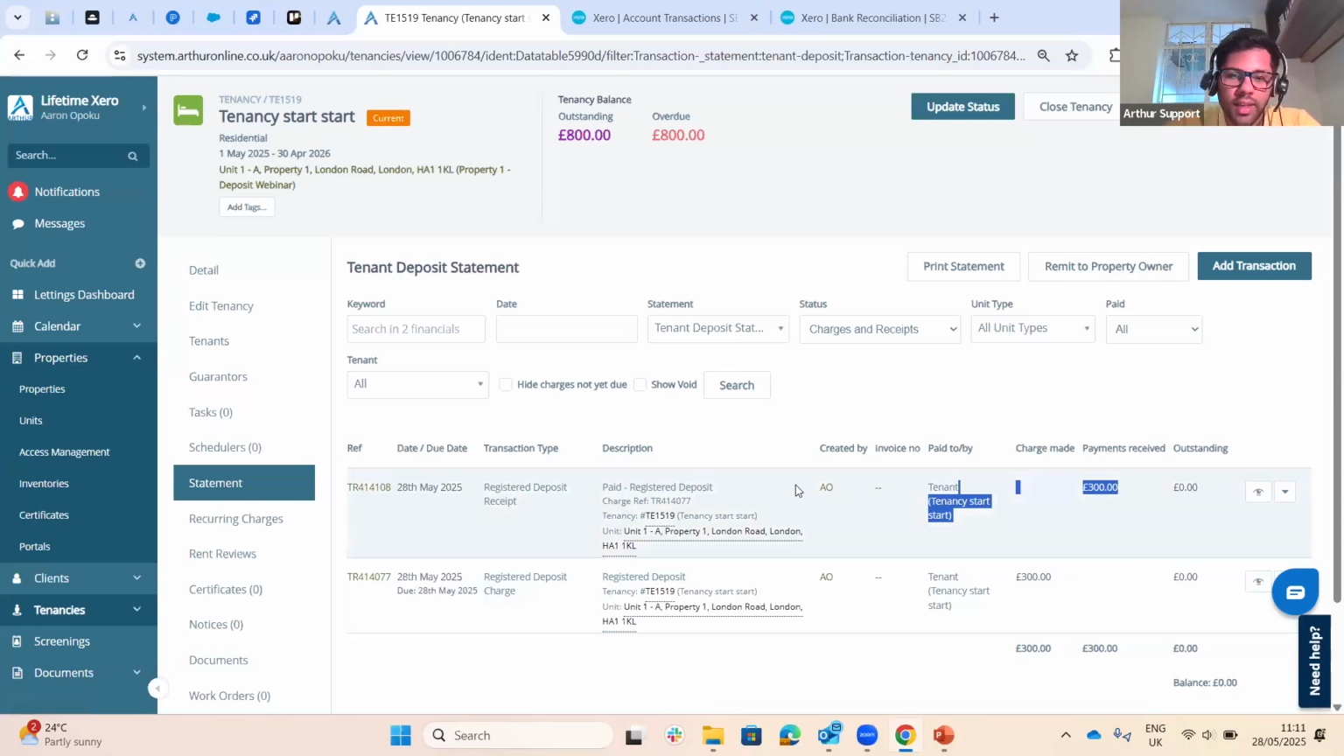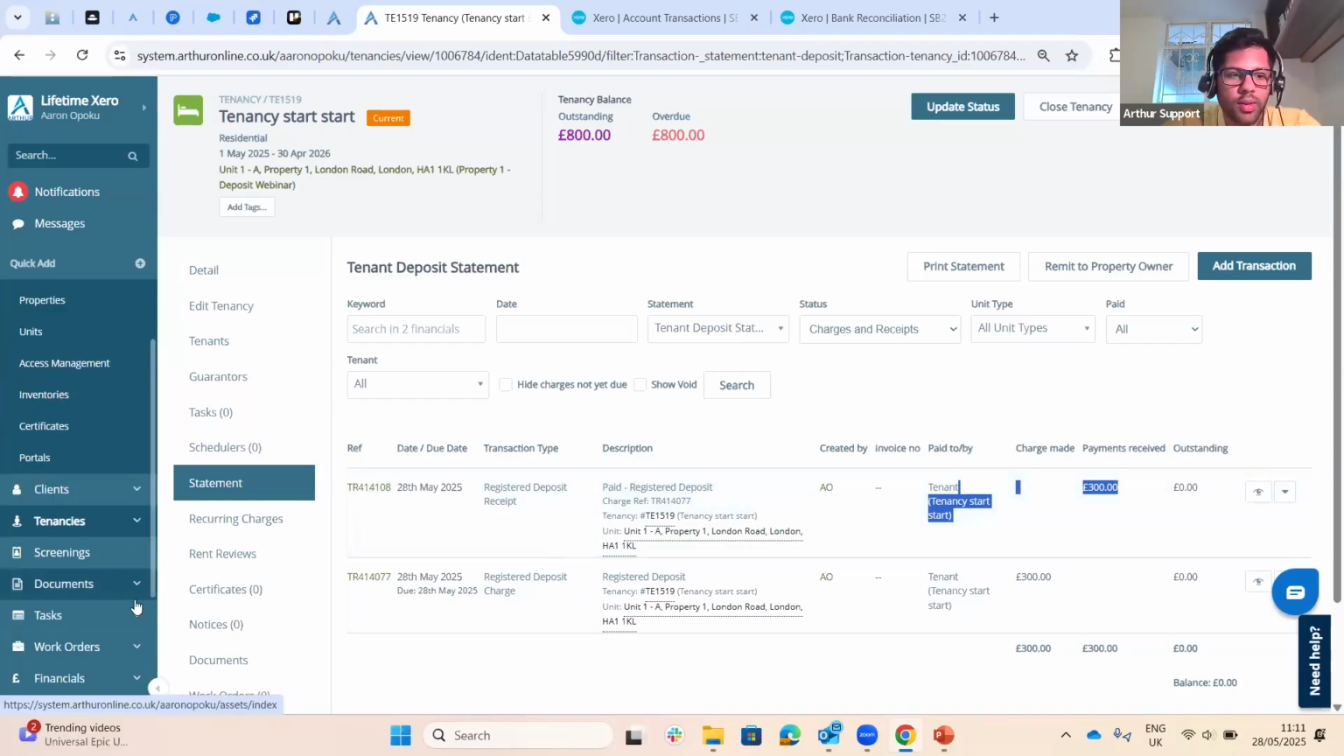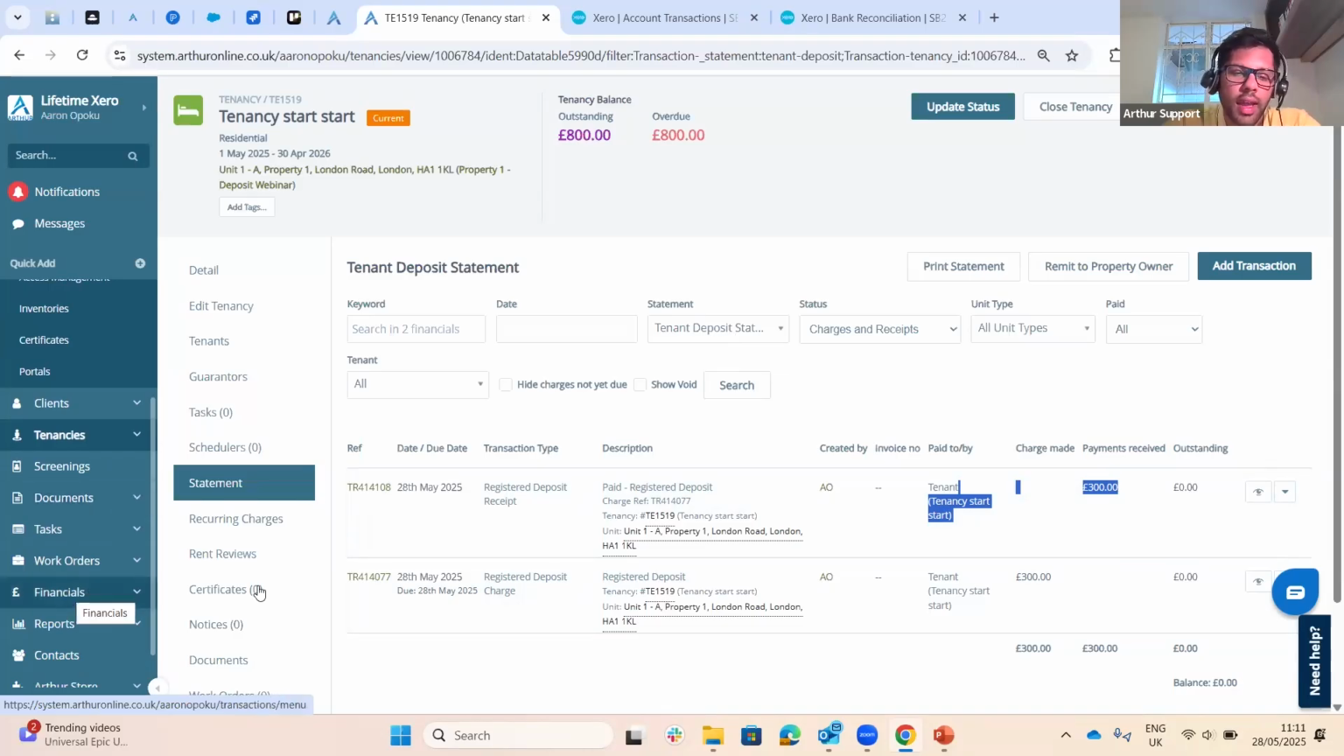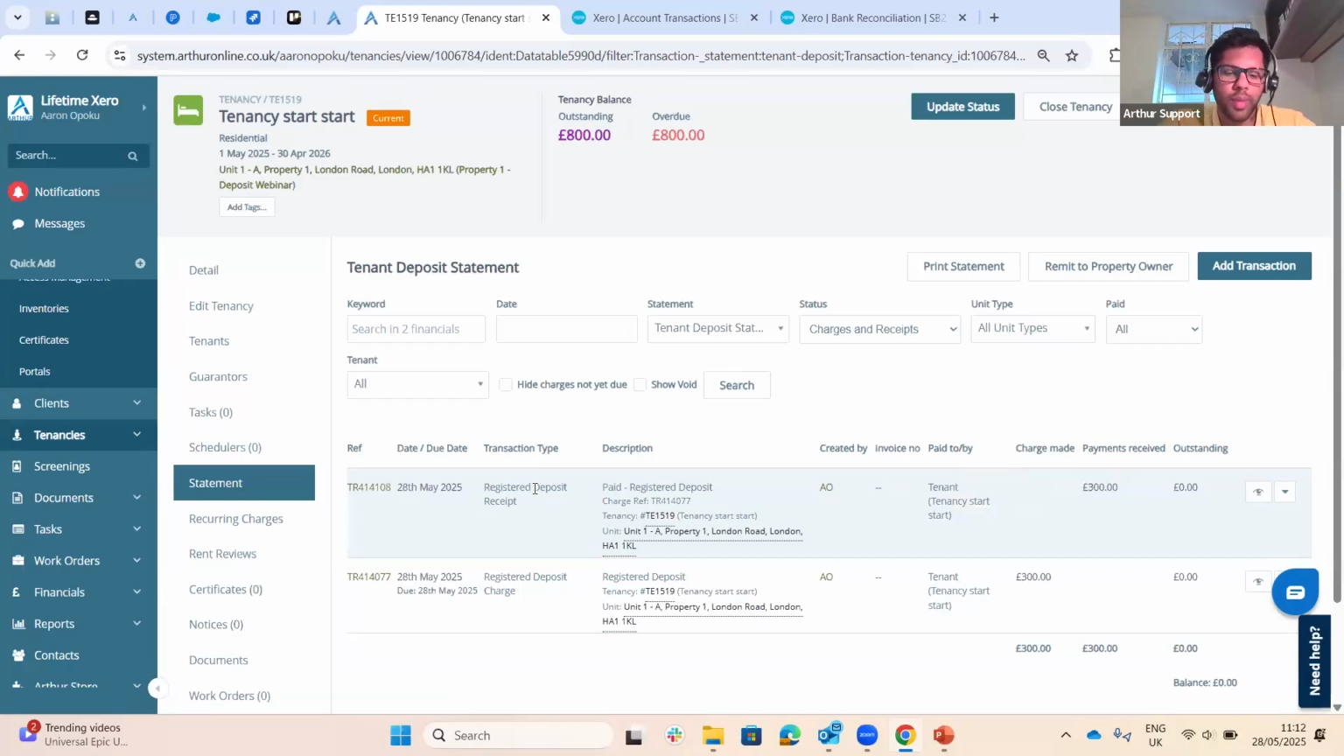If you're using the live bank feed, similar to Xero, but your bank feed is set up within Arthur itself, you would go into your bank accounts in financials here and reconcile the deposit invoice against the £300 received in the bank from the tenant, and then that would create the receipt here. So based on how you've set up your financials is how you would create that receipt. So with the insured scheme, that's all you would do at the start of the tenancy. You raise the charge and you create the receipt against the charge.